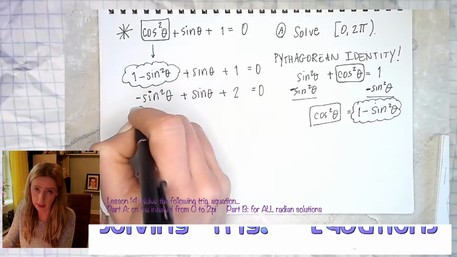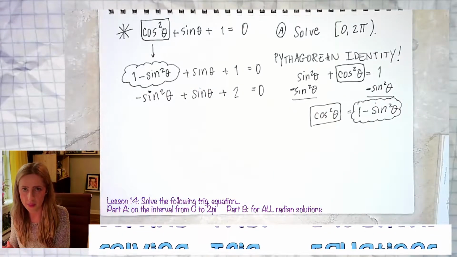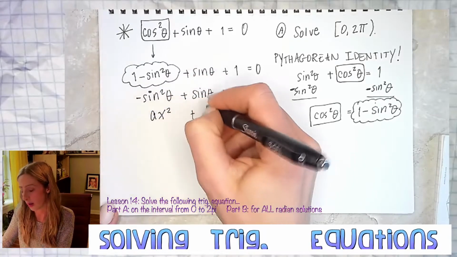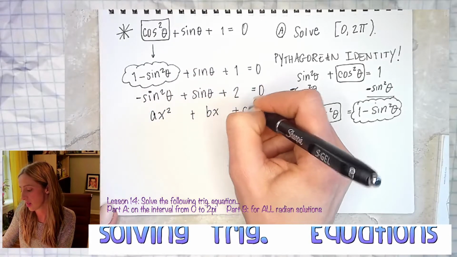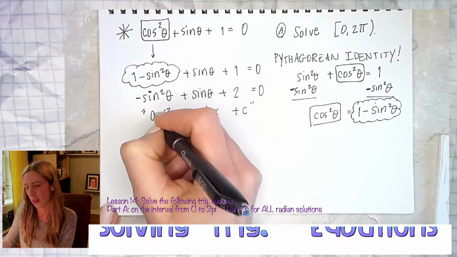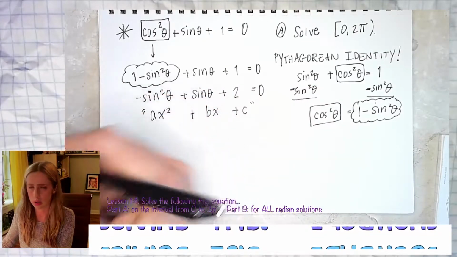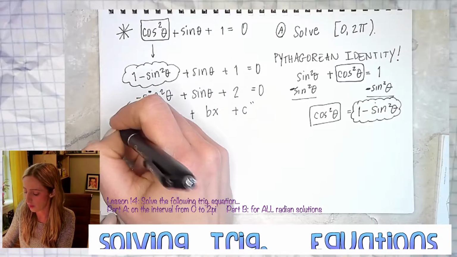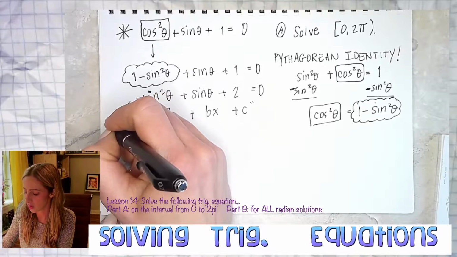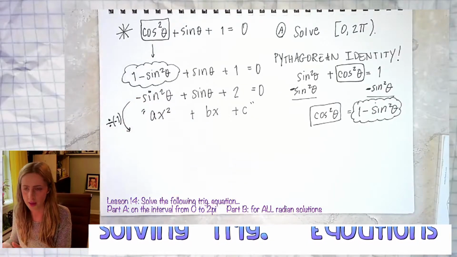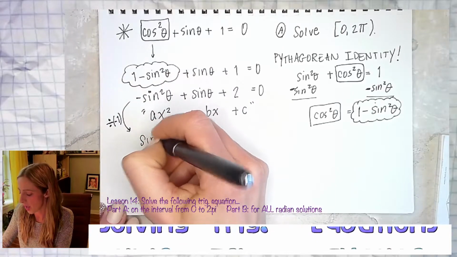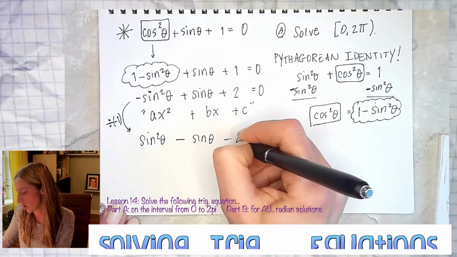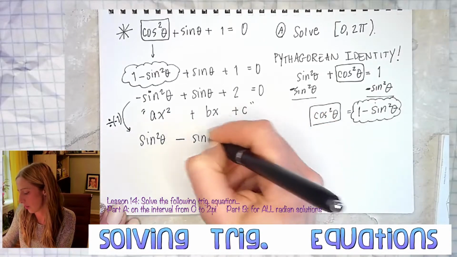I don't like having a negative leading term when I have something in a quadratic style. Again, quadratic style looks like ax squared plus bx plus c, and I would prefer if a were positive. So I'm going to, and you could call it multiply or divide, divide everything by negative 1. And all that's going to do is flip all my signs from negative to positive, positive to negative. So what am I going to get? I'll have positive sine squared theta minus sine theta minus 2 is 0.